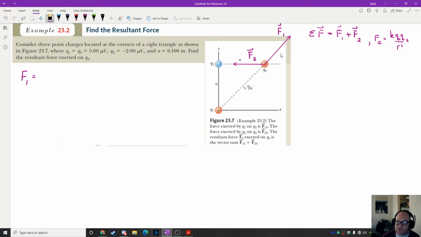5 microcoulombs will be 5 times 10 to the negative 6 coulombs. And they are both the same. I'll write it again. I could square it, but just to make it really clear. In this case, Q1 and Q3 both have the same value. And then we're dividing by root 2a. Root 2 squared is just a 2, and then we'll have a squared, which was 0.1. Hopefully, by skipping that step, it's not too confusing.